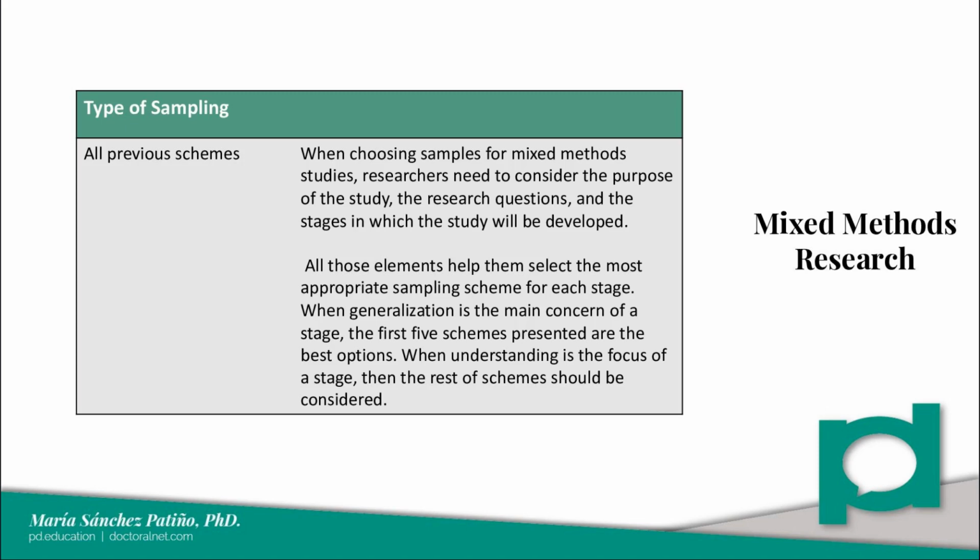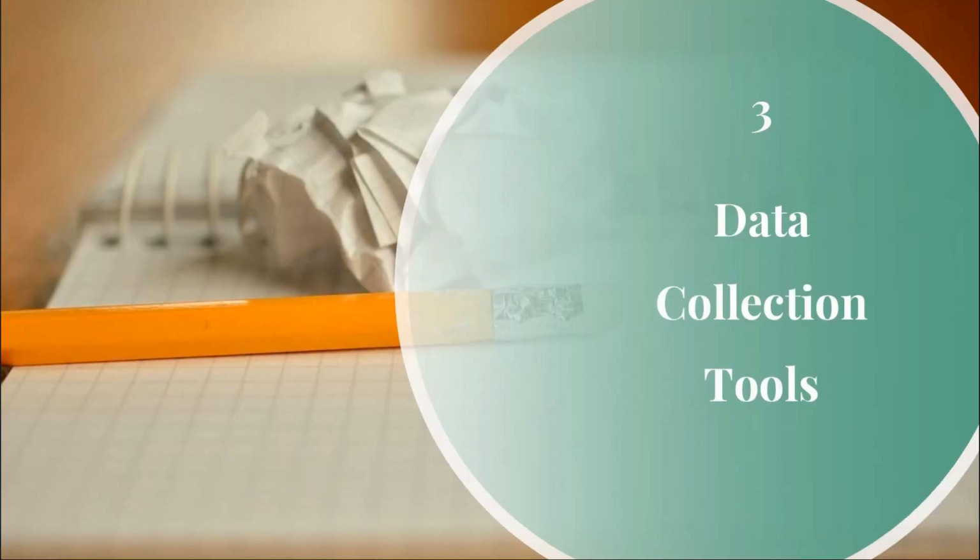For the qualitative stage, you select the maximum variation sampling in order to conduct an interview with the units that provide you the extreme points of view. See? That's how you can use both quantitative and qualitative sampling schemes in a mixed method research.